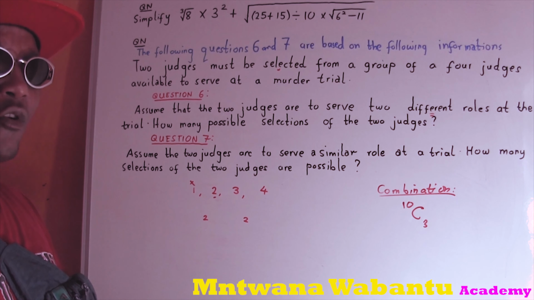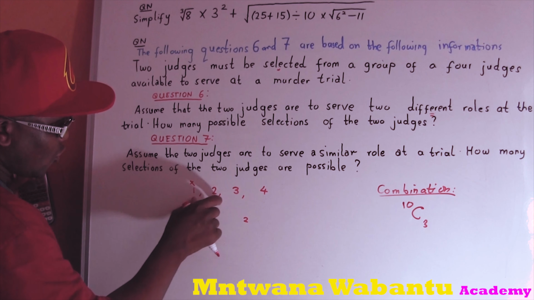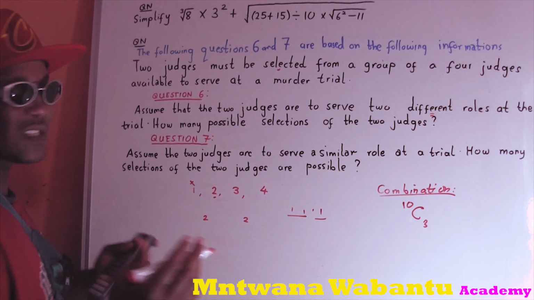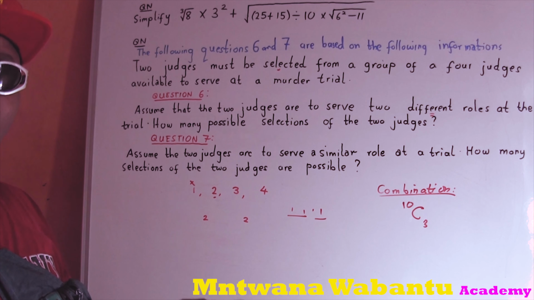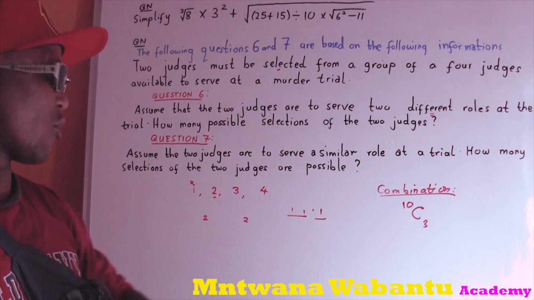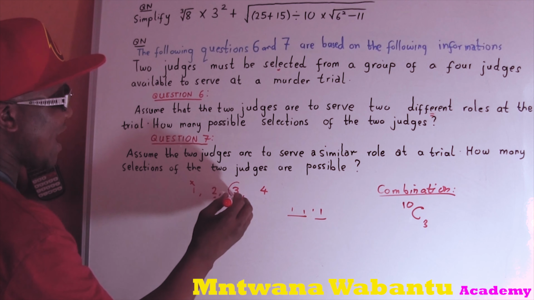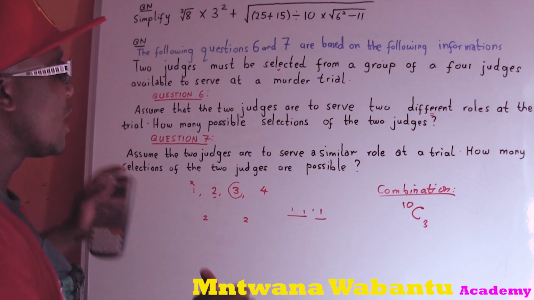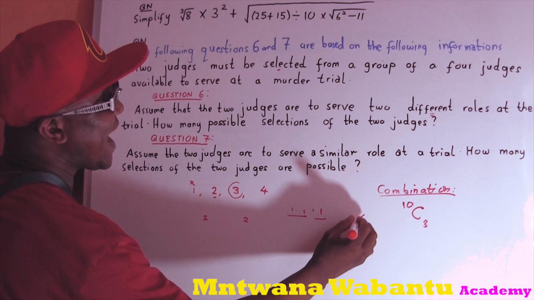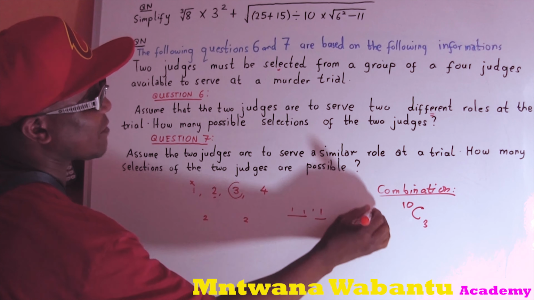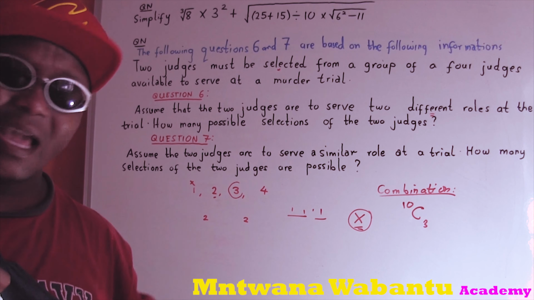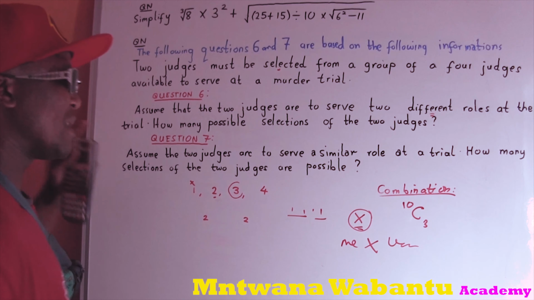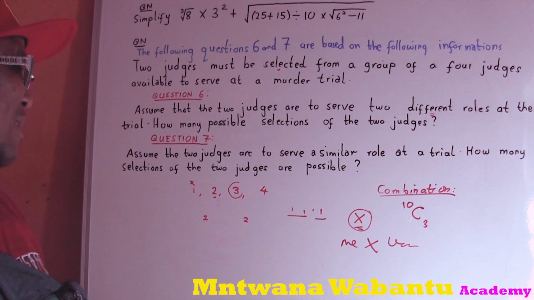Because there are 4 judges, 1, 2, 3, 4, if we take 2 judges, they're going to be similar. You know what I'm saying? Similar role. And we don't want to do that because they say it has to be a different role. So by any means, the option that you have is 3 and 4. In probability, if you talk about "and", you have to use multiplication. If you say me and you, whenever there's an "and", you multiply.